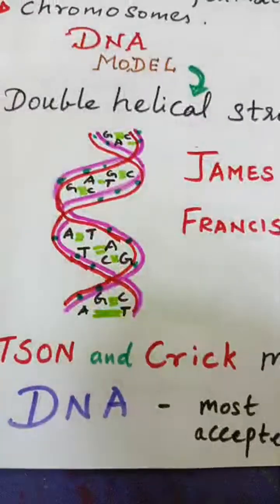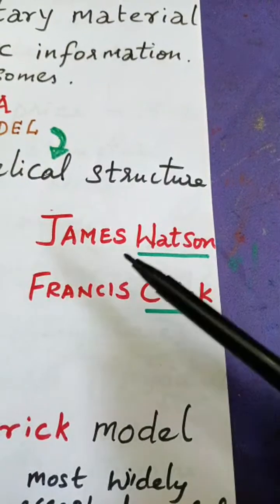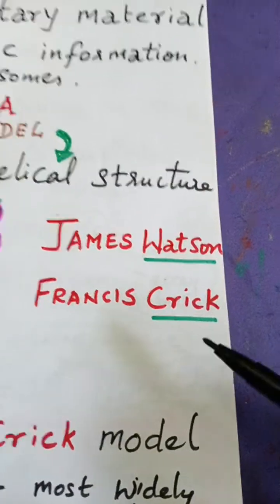Now let us see who discovered this double helical structure. This double helical structure was proposed by James Watson and Francis Crick.